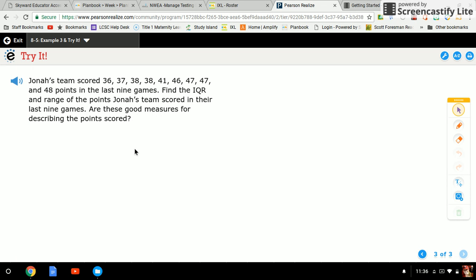Okay, so here are Jonah's team scores: 36, 37, 38, 38, 41, 46, 47, 47, and 48. They want you to find the IQR, or the interquartile range, of the points Jonah's team scored in the last 9 games. Are these good measures for describing the points scored? All right, so you're going to have to figure out what would be the first quartile in your box plot, what would be the third quartile in your box plot, and find the difference. Okay, go ahead and do that.